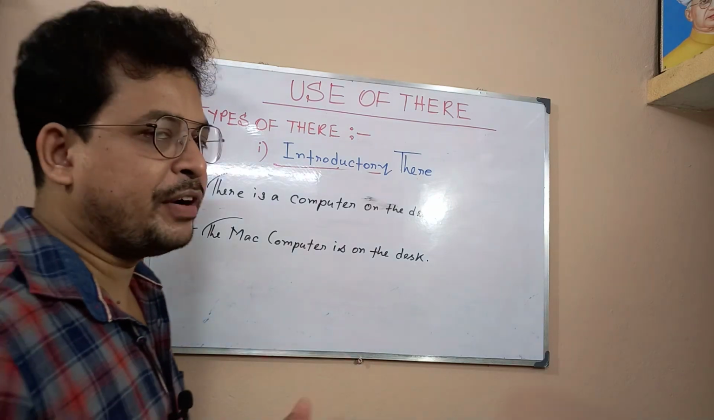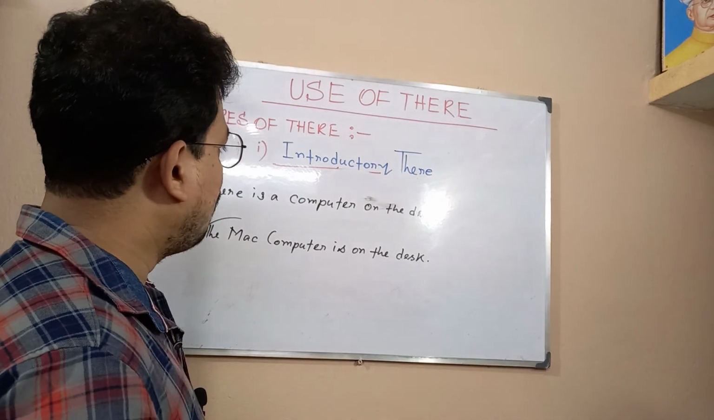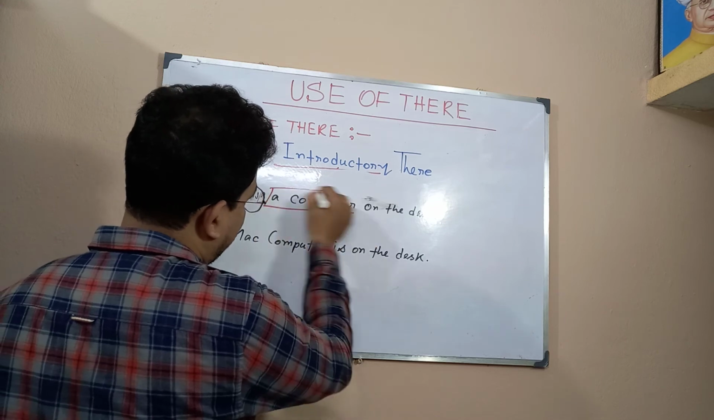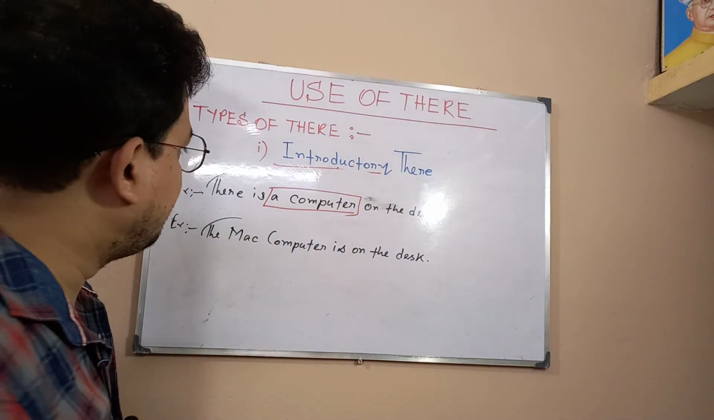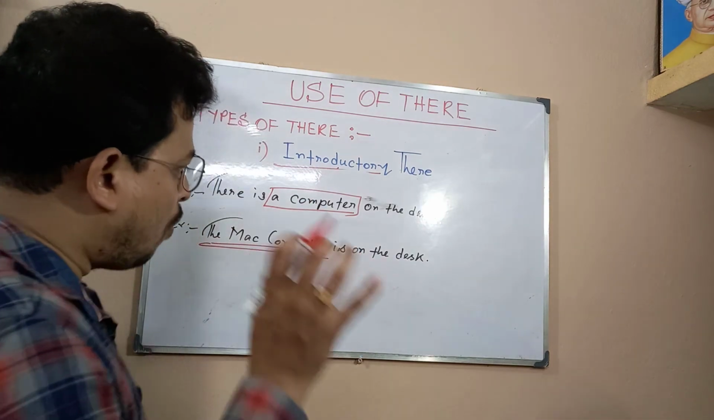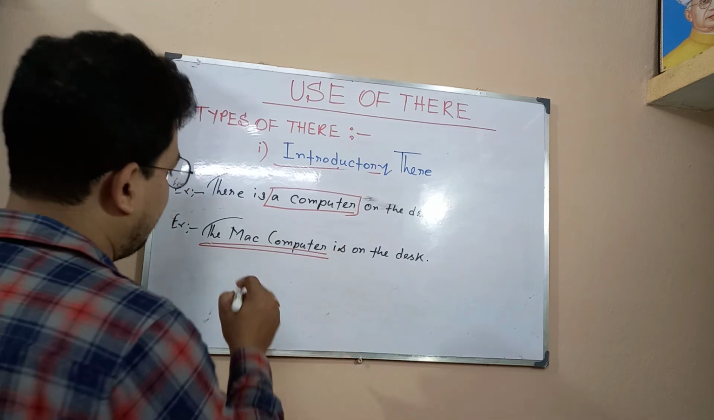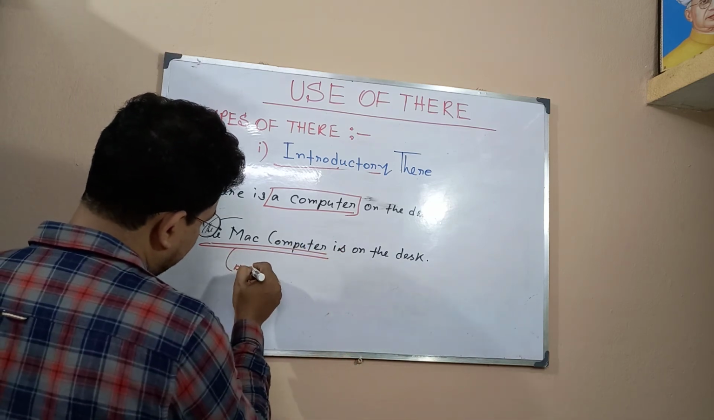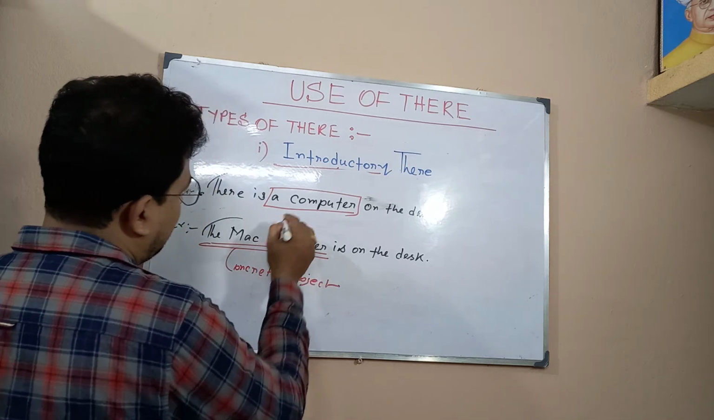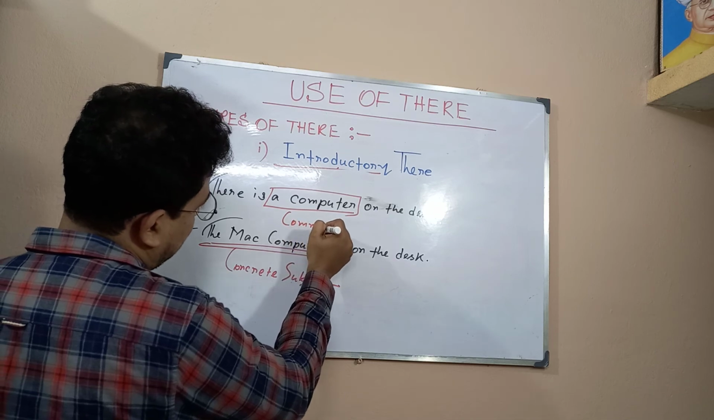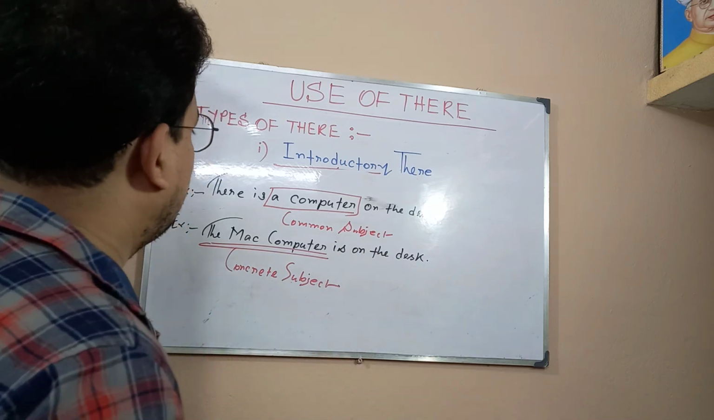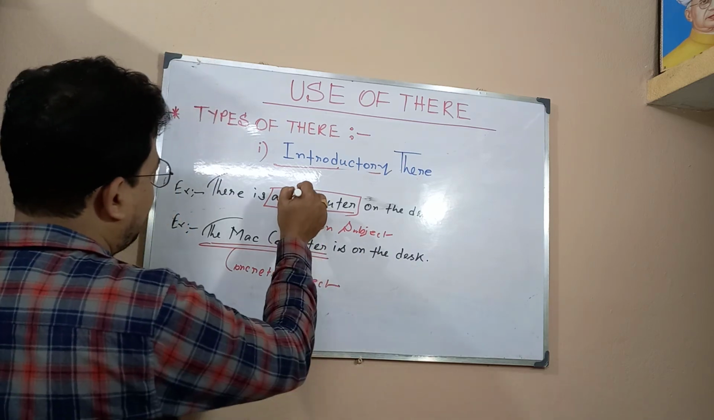So what is the difference between both sentences? There is a computer on the desk. You can see a computer, it is common. There is a computer. But the Mac computer is a particular concrete subject, while the other is a common subject.